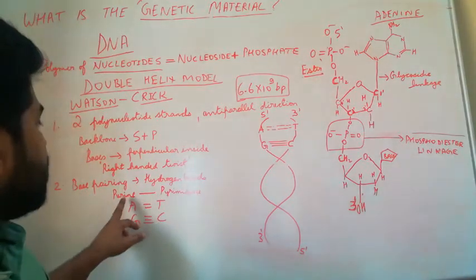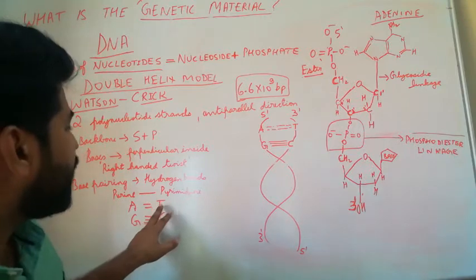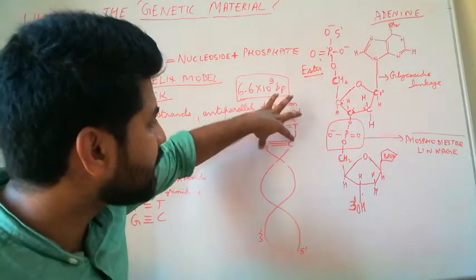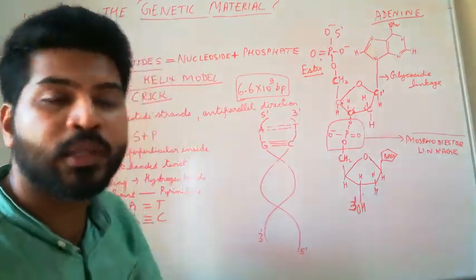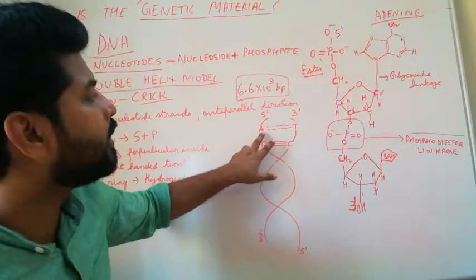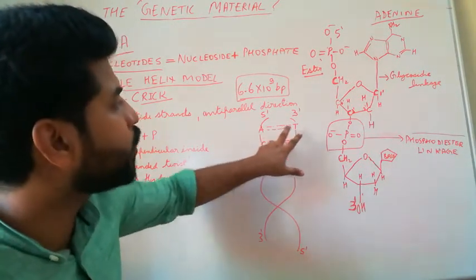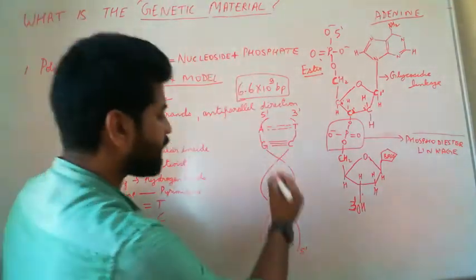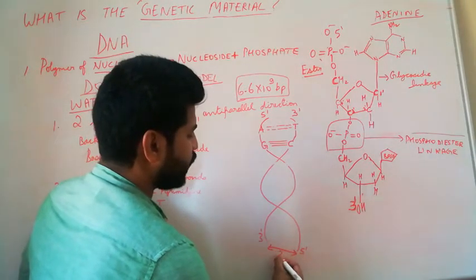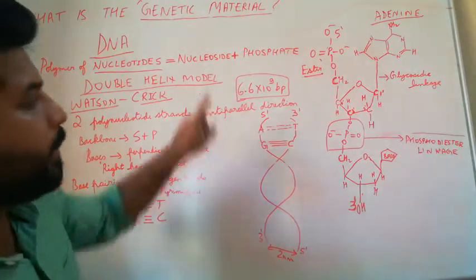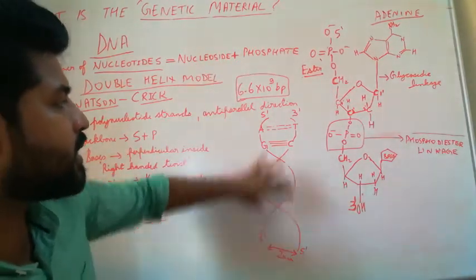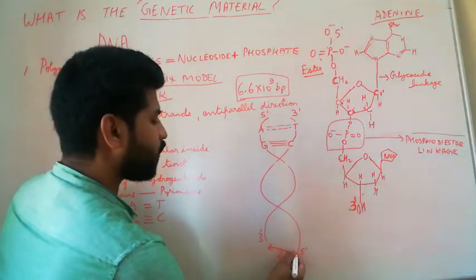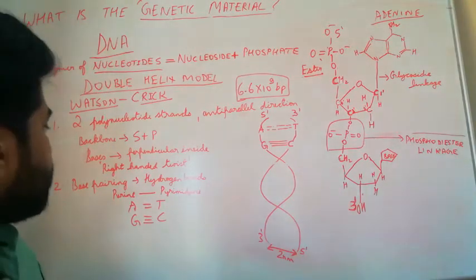So base pairing is done between a purine and a pyrimidine. Because of this, the distance between the 2 strands is equal throughout the DNA molecule, because a double ringed purine is bonded to a single ringed pyrimidine. Everywhere the distance is uniform. The distance is found to be 2 nanometer between one strand and another strand. This distance is uniformly maintained throughout the DNA molecule. So the width of the DNA molecule is 2 nanometer.